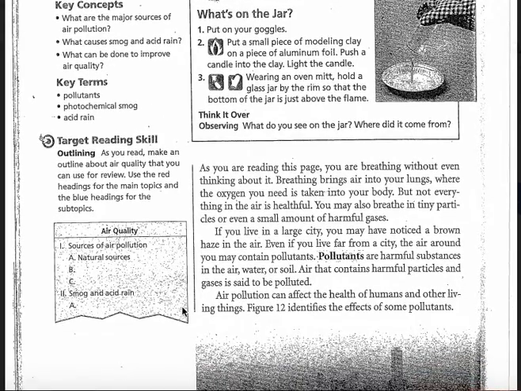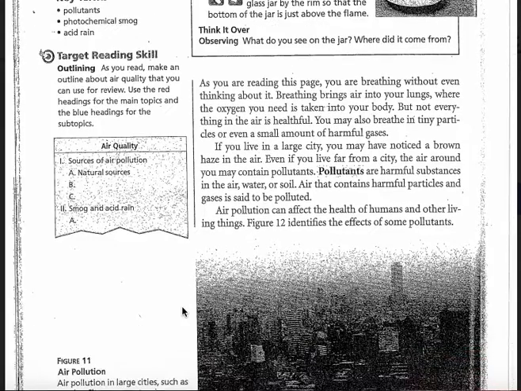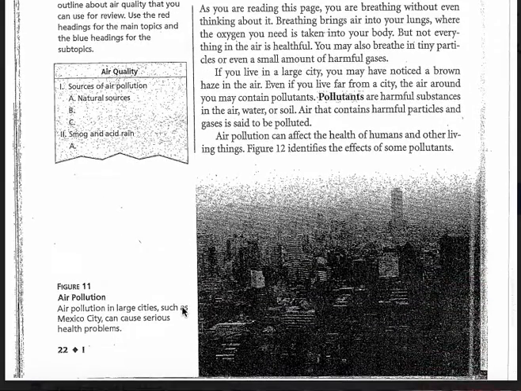As you are reading this page, you are breathing without even thinking about it. Breathing brings air into your lungs, where the oxygen you need is taken into your body. But not everything in the air is healthful. You may also breathe in tiny particles or even small amounts of harmful gases. If you live in a large city, you may have noticed a brown haze in the air. Even if you live far from a city, the air around you may contain pollutants. Pollutants are harmful substances in the air, water, or soil. Air that contains harmful particles and gases is said to be polluted. Air pollution can affect the health of humans and other living things. Figure 12 identifies the effects of some pollutants.